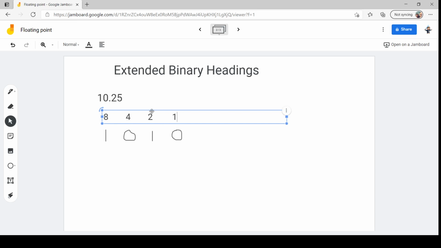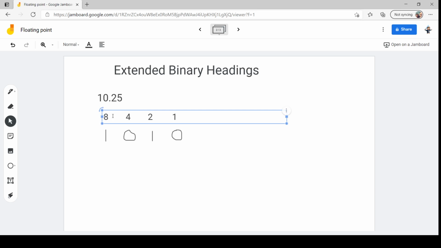Now, we need to represent the 0.25. How we do this is like so. We need to extend our binary headings. If you remember, 1 is 2 to the power 0. 2 is 2 to the power 1, sorry.